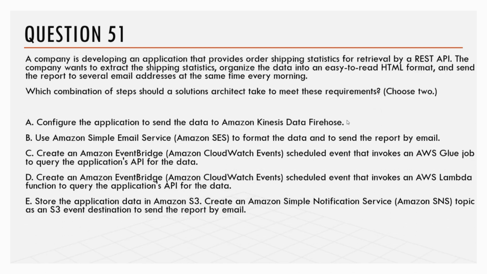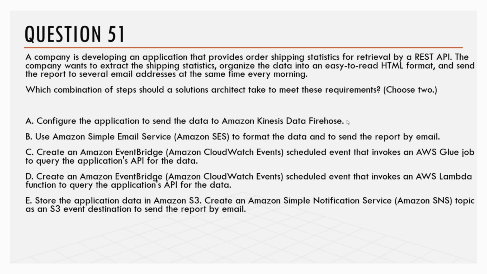Now let's look into question number 51. It says a company is developing an application that provides order shipping statistics for retrieval by a REST API. The company wants to extract the shipping statistics, organize the data into an easy to read HTML format, and send the report to several email addresses at the same time every morning. Which combination of steps should a solution architect take to meet these requirements?